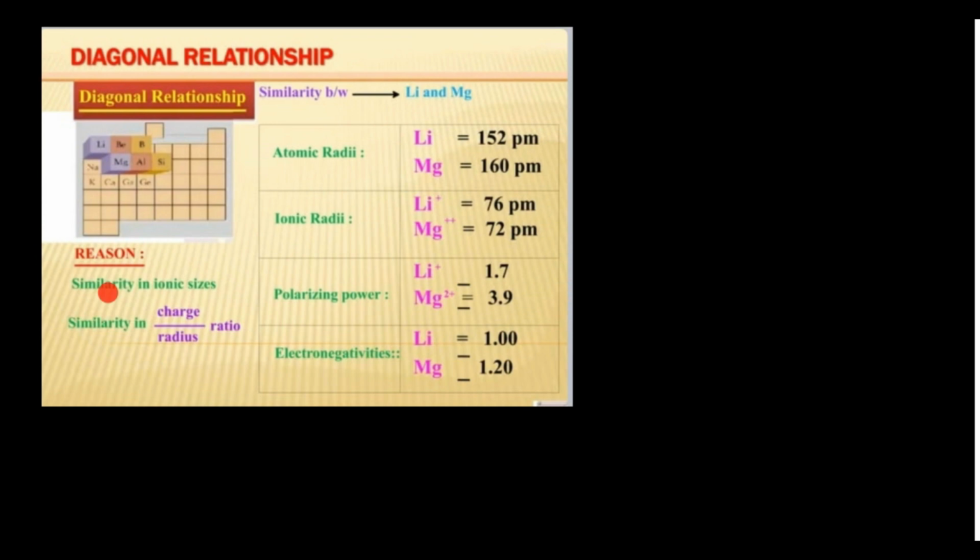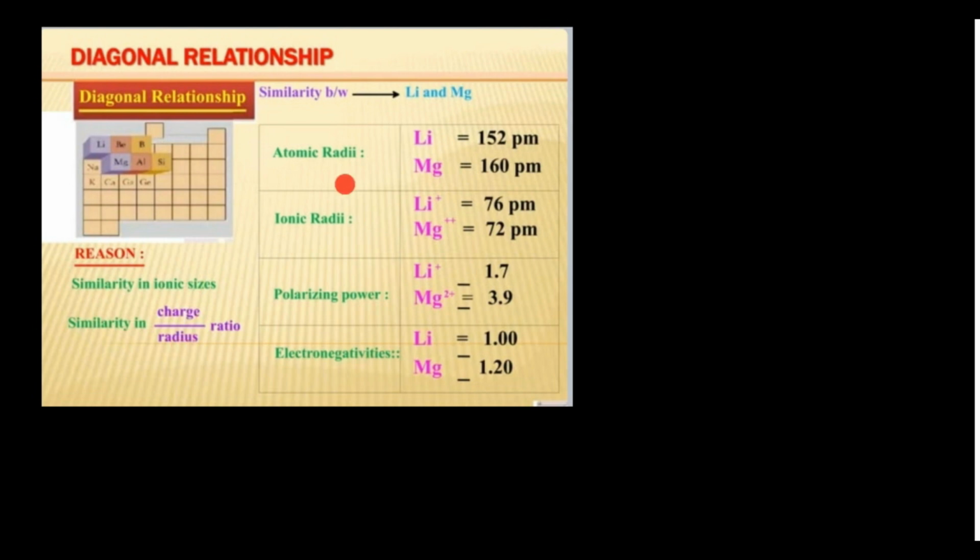After that, again a very important aspect, the diagonal relationship. Lithium is there and magnesium is diagonally placed to it, so the properties of magnesium would be similar to lithium. The diagonal relationship is said to exist between certain pairs of diagonally adjacent elements in the second and third periods of the periodic table. What is the reason? Similarity in ionic sizes and similarity in the charge radius effect.